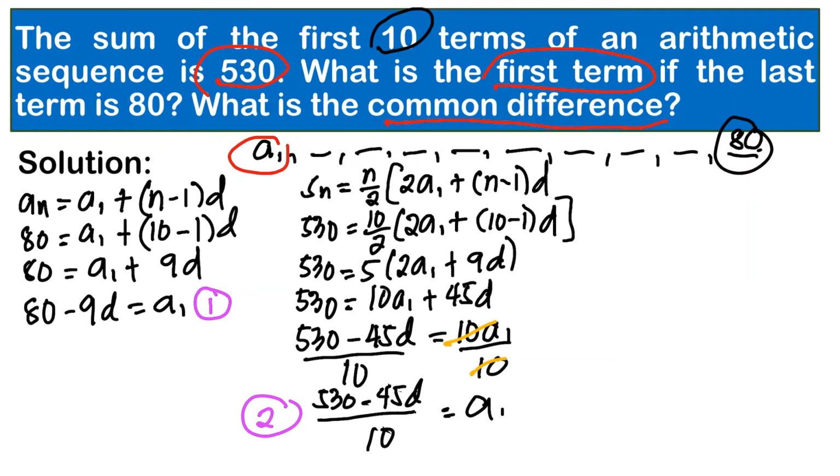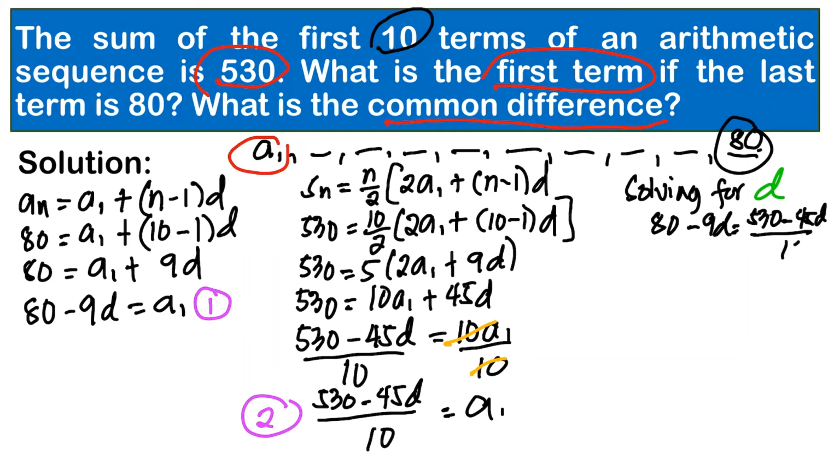Now notice that we can equate equation 1 and equation 2, solving for d, or for the common difference. So we have 80 minus 9d equals 530 minus 45d divided by 10. Now we can multiply both sides by 10.